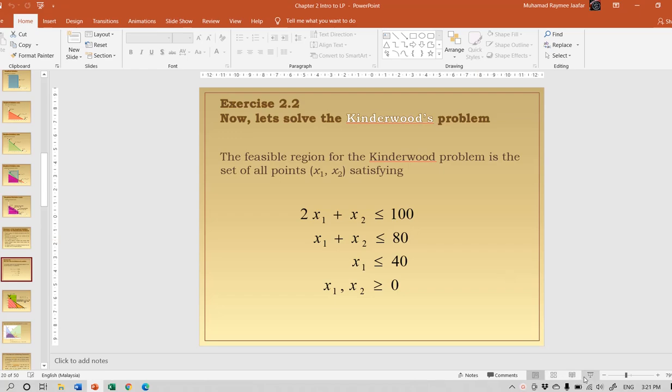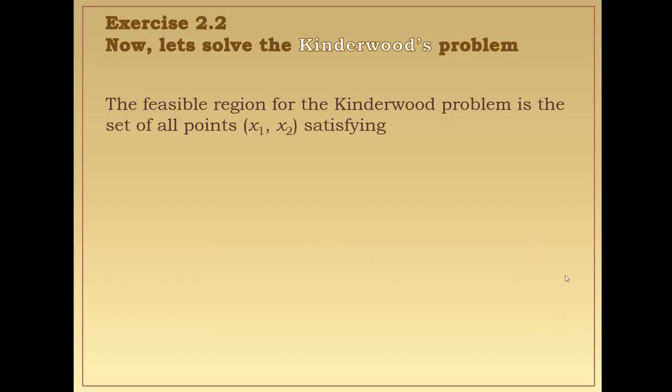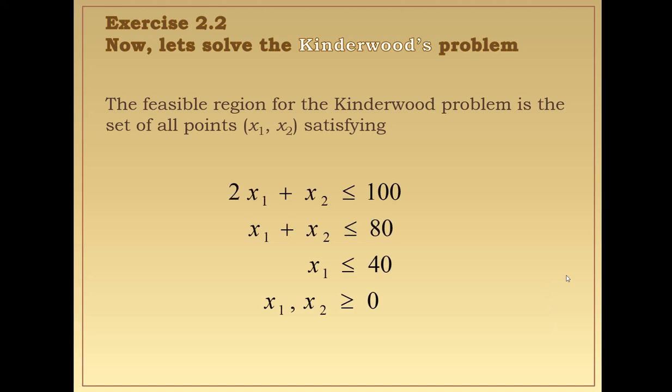Okay, in exercise week 3, you need to solve or get the solution of the Kinderwood problem. To solve the problem, you can use the graphical method. To get the solution, the first step is you need to draw the straight lines. By ignoring the sign of inequality in every constraint, you just draw a straight line for each constraint.